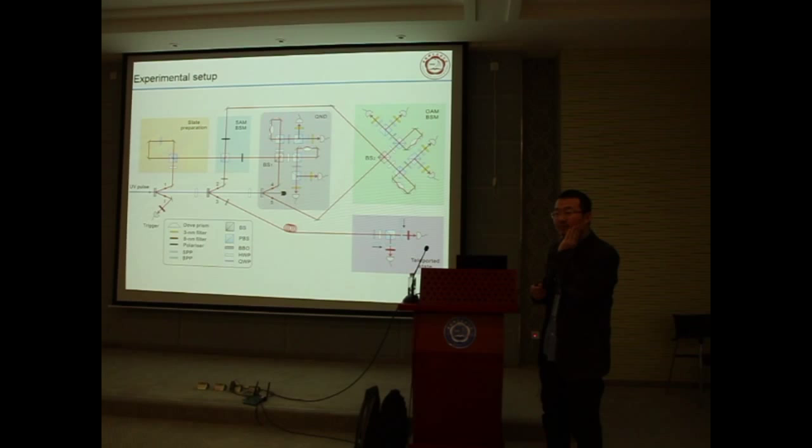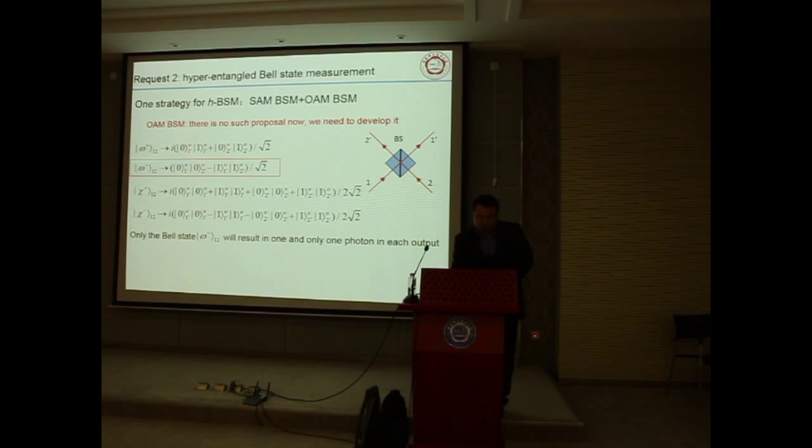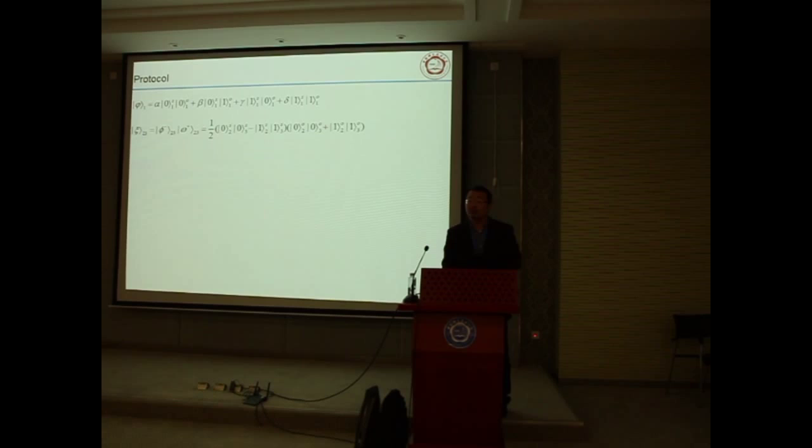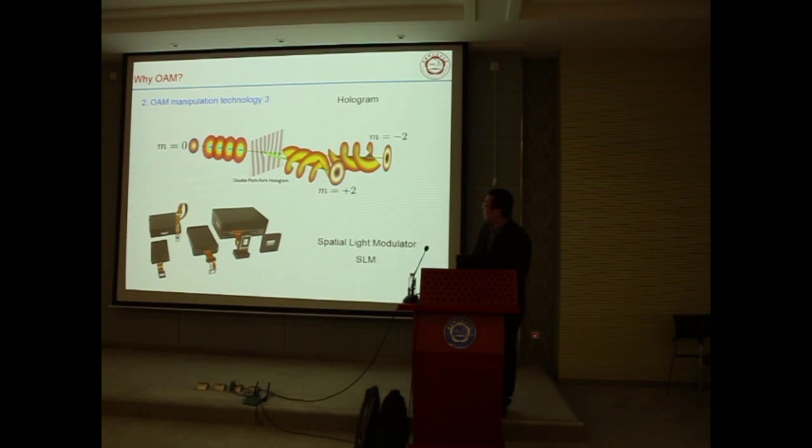When you get orbital angular momentum, you're allowed any orbital angular momentum. It's like Fock states, you can always go higher. So is there a leakage into the higher dimension? How do you know it doesn't take place? They use SLM or hologram to create the high order OAM mode. And the limitation of the OAM mode is by the technology limitation.